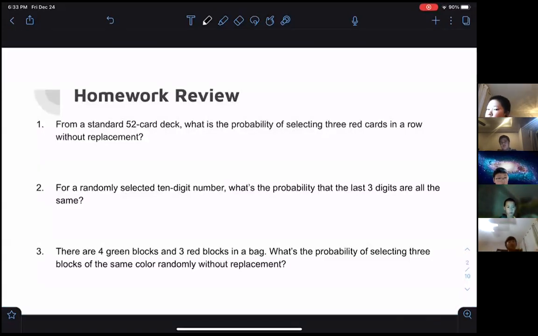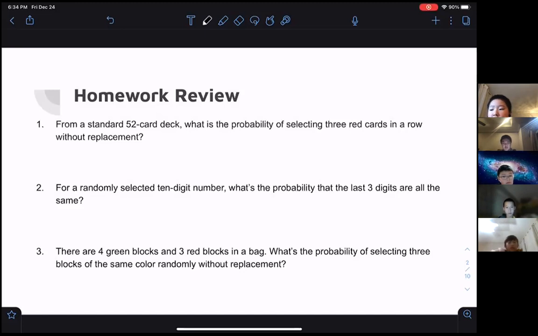So first off, we'll go over a homework and homework review. So first problem, we actually changed it a bit because it was ambiguous before. From a standard 52 card deck, what's the probability of selecting 3 red cards in a row without replacement? I'll just do these myself since we already went over this material last week. And if you have any questions, you can ask.